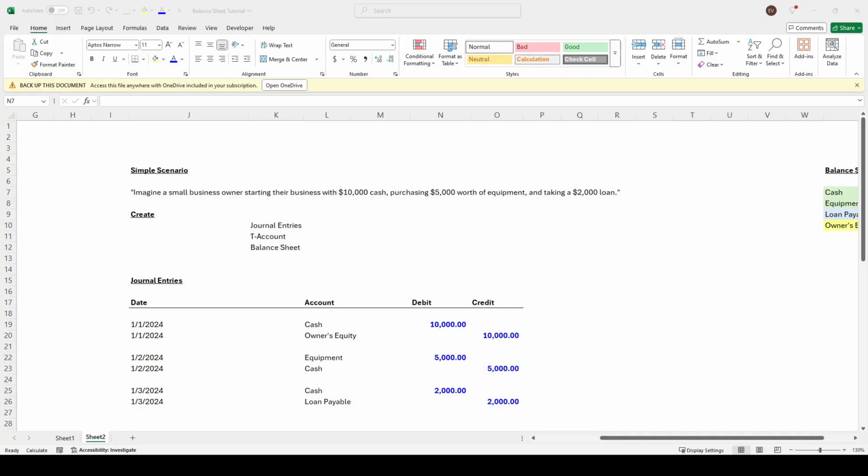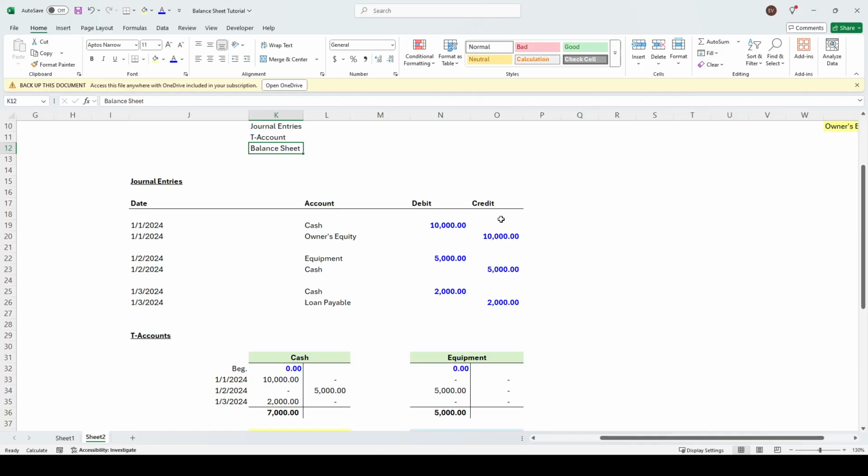So in today's video, we're going to walk through a simple balance sheet tutorial. We will start off by looking at a business scenario. The second item we will look at is creating journal entries to set up our T accounts, which will then lead us to our balance sheet.